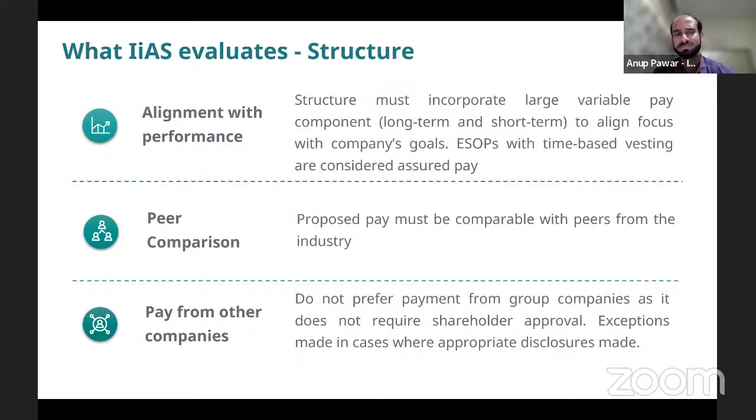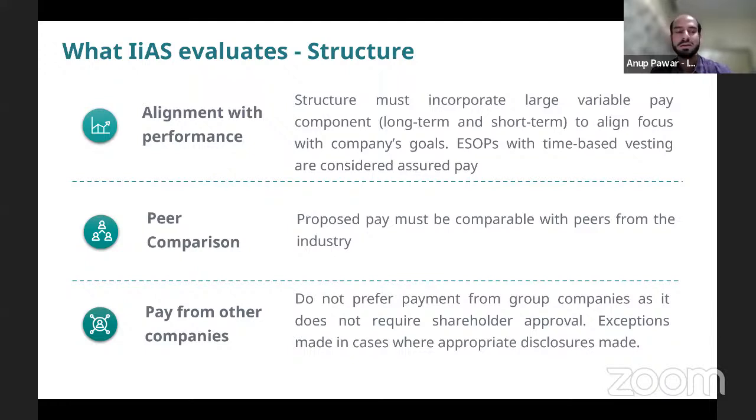The directors' remuneration included a large part of variable component, long-term as well as short-term. Long-term is typically ESOPs, short-term is cash-based compensation, to align with company goals. So what this means is, it has to be linked. Remuneration, at board level, has to be linked with performance of the company.